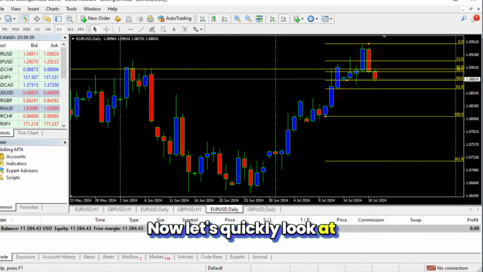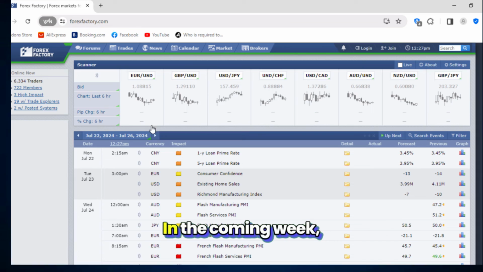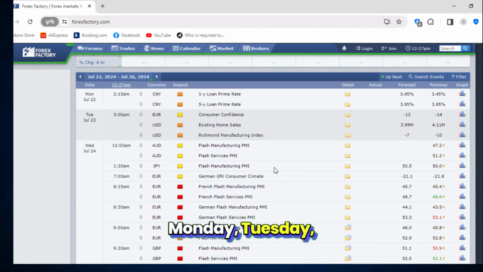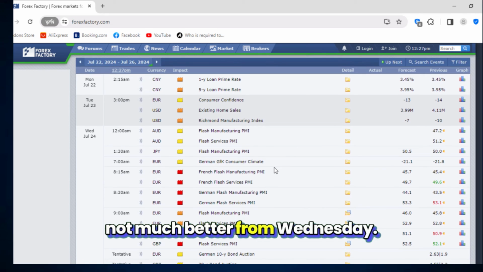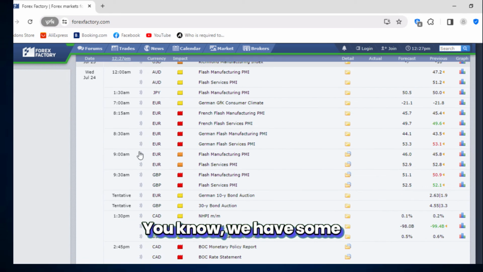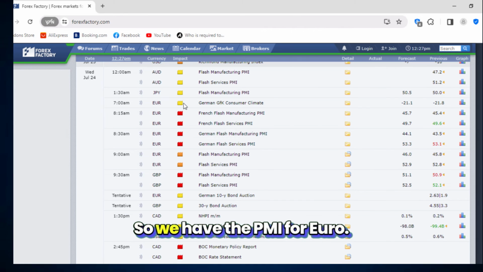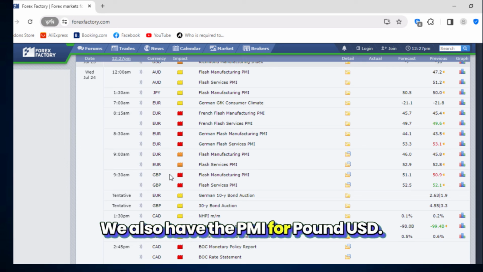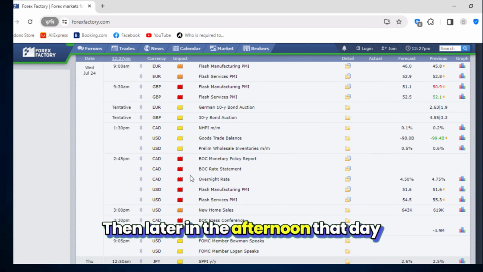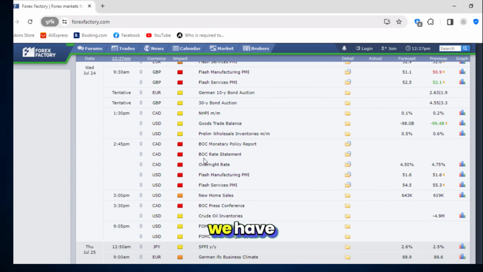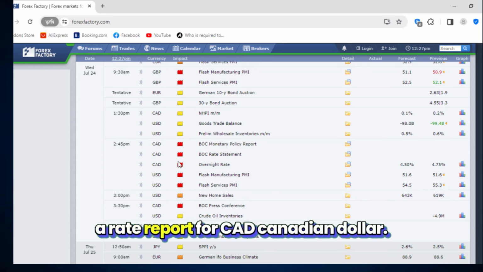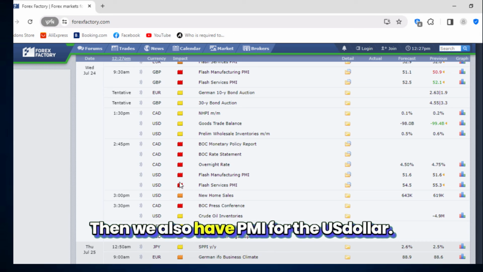Now, let's quickly look at the news for the coming week. In the coming week, Monday, Tuesday, not much. But from Wednesday, we have some hot news from 8 a.m. GMT +1. So we have the PMI for Euro. We also have the PMI for Pound USD. Then later in the afternoon that day, we have a rate report for CAD, Canadian dollar. Then we also have PMI for the US dollar.